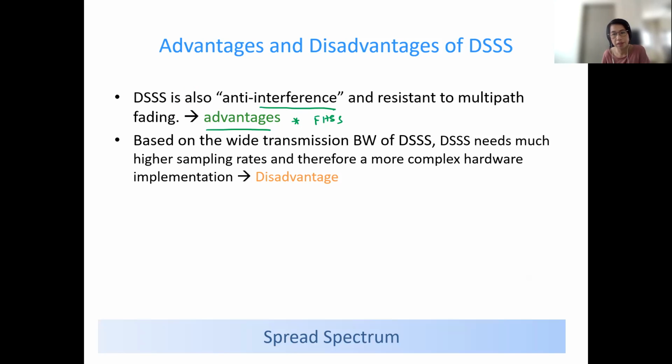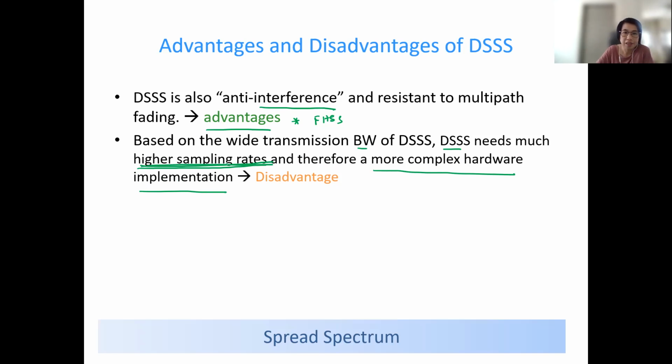But based on the wide transmission bandwidth, direct sequence needs much higher sampling rates. You can underline this phrase. Because of what? You need much higher sampling rate and therefore more complex hardware implementation.